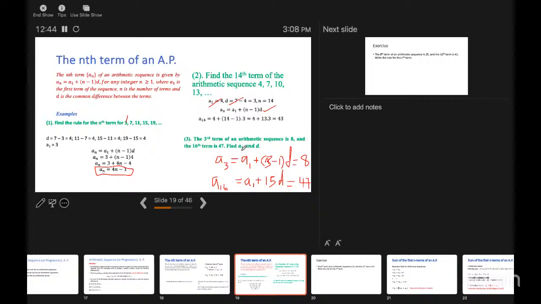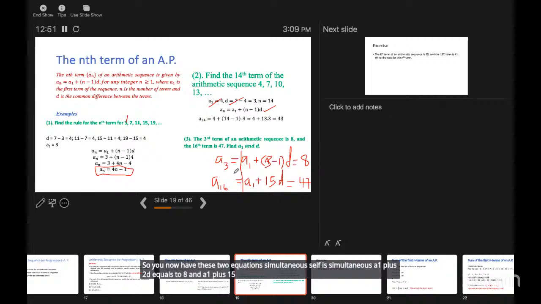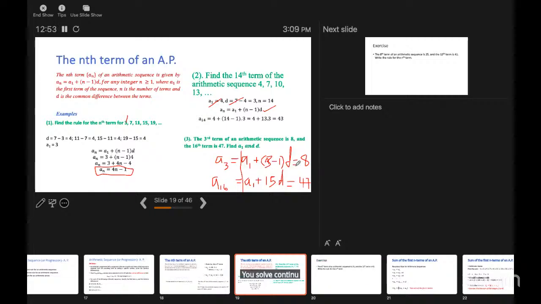So you now have these two simultaneous equations: A1 plus 2D equals 8, and A1 plus 15D equals 47. You solve them simultaneously to get your A1 and D. So that's what you do there.